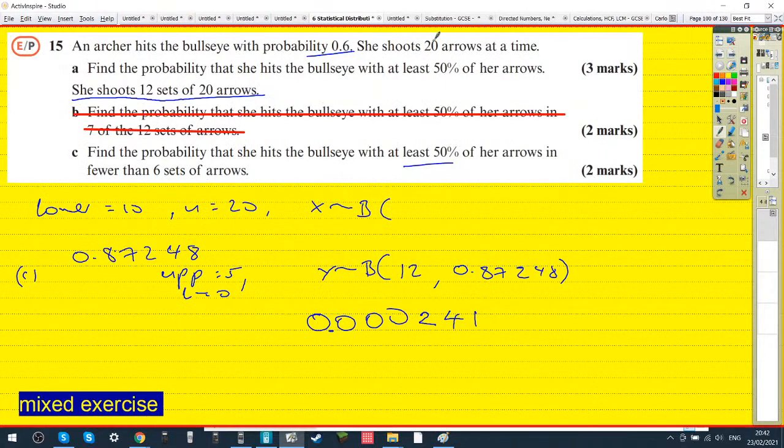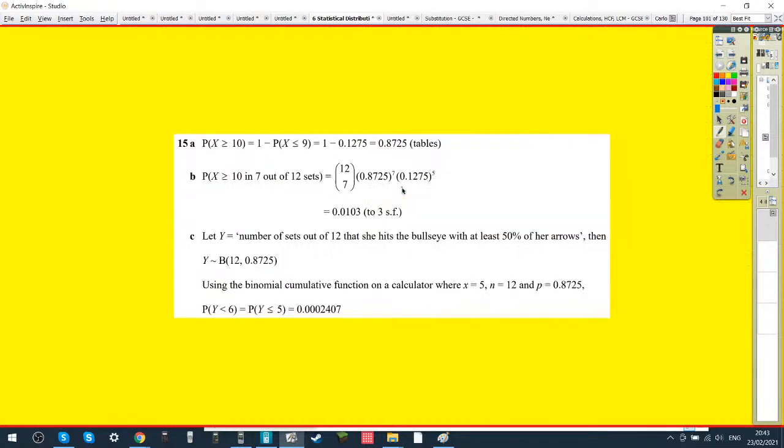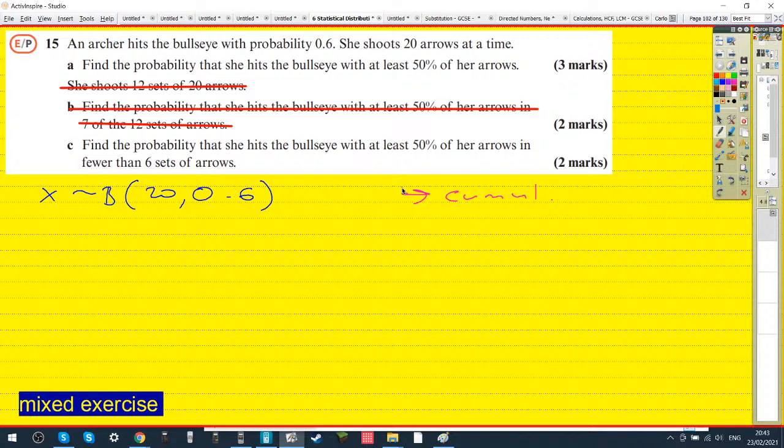So the 20 arrows at a time, and those two are the same probability, at least 50%. So it's the same probability as the previous one. Yeah, they threw you off with that 50%. It's just half of our arrows, 10 arrows. So this one is for cumulative. That's the archer one.